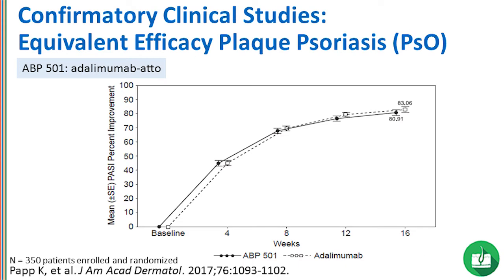For dermatology, there are additional clinical confirmatory studies looking at the equivalent efficacy in plaque psoriasis. And again, over time from baseline, 4 weeks, 8 weeks, 12 weeks, and 16 weeks, you see the mean number of patients having PASI percent improvement is almost nearly identical.